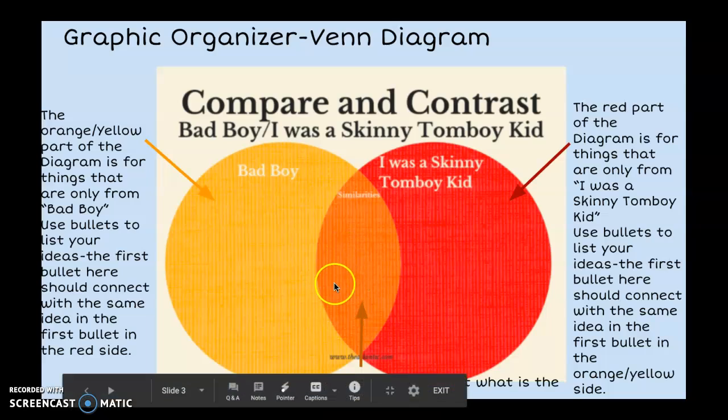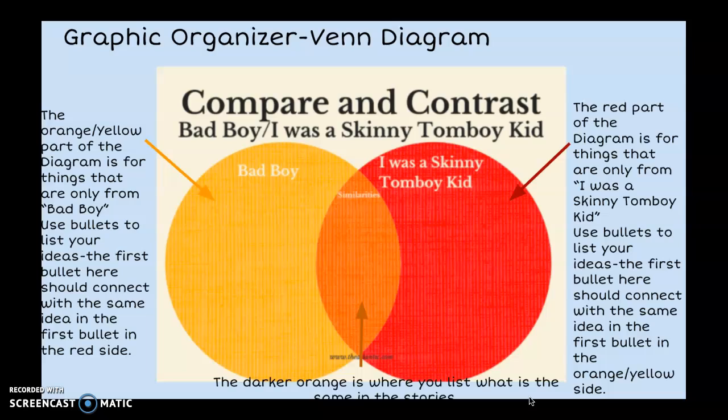Then in the center here, the darker orange, this is where you're going to talk about the similarities between the two stories. So again, you're going to use bullets to list those ideas. And obviously, you're not going to have one bullet for Bad Boy, one bullet for Skinny Tomboy Kid. It's going to be one bullet, and it's the same for both stories. Make sure that it's all complete before you turn it in through your Google Classroom.